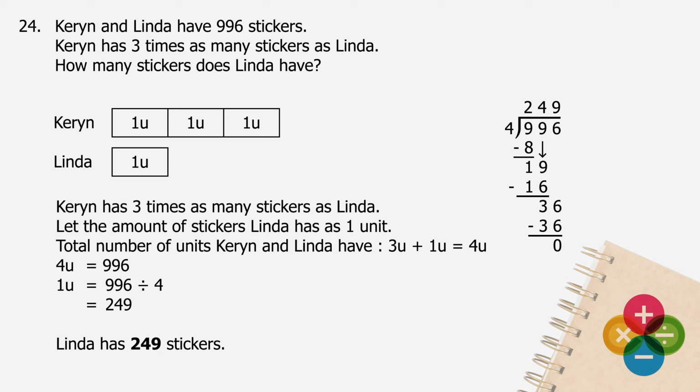Karen has 3 times as many stickers as Linda. Let the amount of stickers Linda has be 1 unit. The total number of units Karen and Linda have will be, add 3 units to 1 unit, and the sum is 4 units. 4 units is equal to 996. 1 unit will be, divide 996 by 4, and the quotient is 249. Linda has 249 stickers.